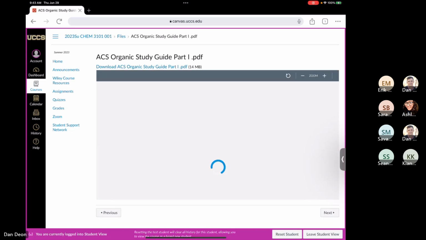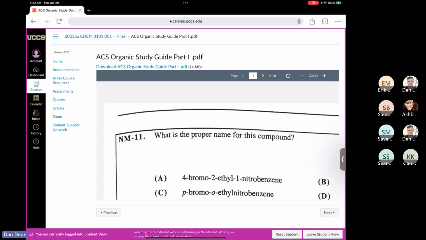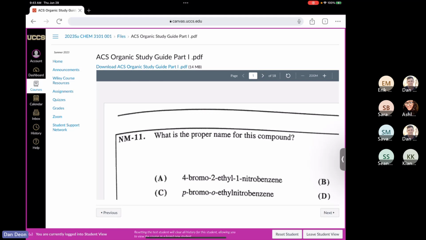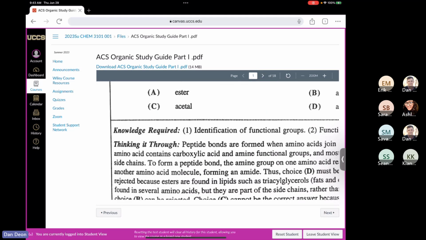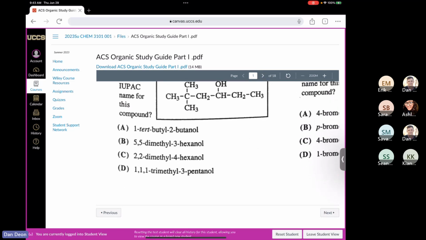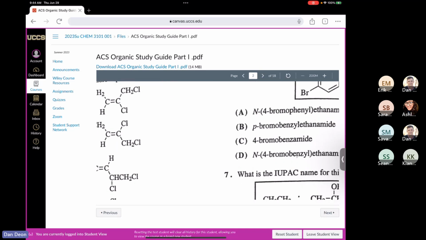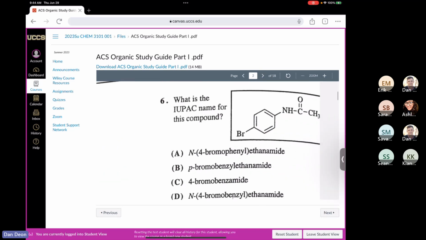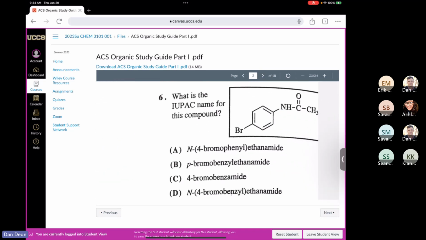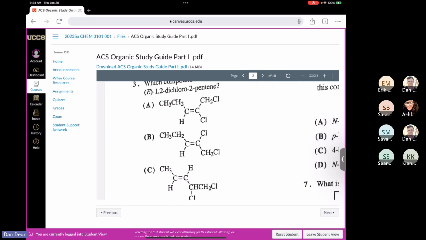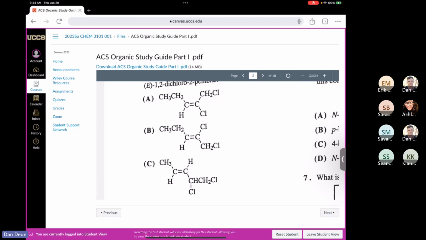So if you're wondering, where do I get a study guide? Well, you can see here that I've published a version of the study guide. Now, it's coming up kind of funny here, but if you download it, you can go through the whole thing, and you can see that there are practice problems here, nomenclature and all that kind of stuff. For example, we didn't cover aromatic nomenclature in our class, so I wouldn't have asked this question. But a question like this, we did cover alkene nomenclature, and so I'd expect you to be able to do that. So here's part 1 of it.